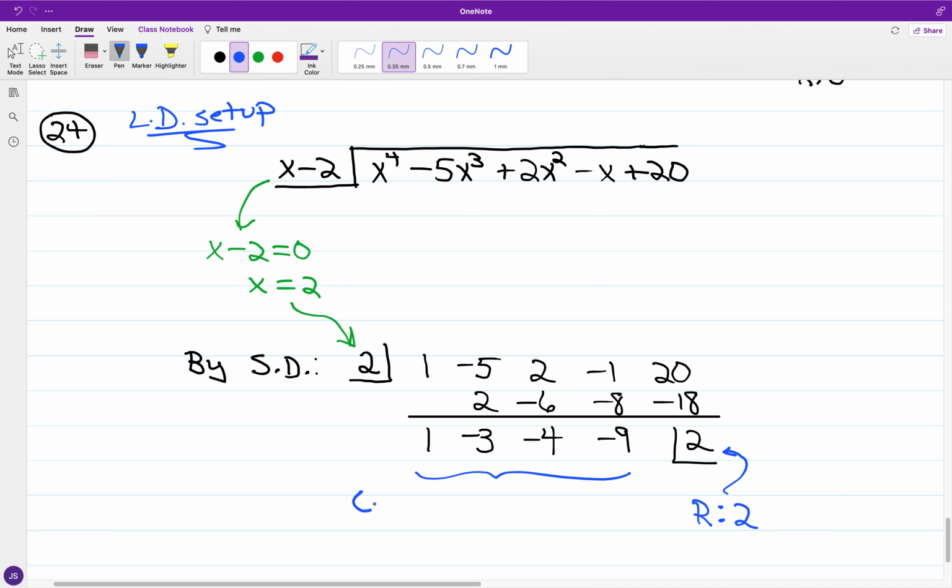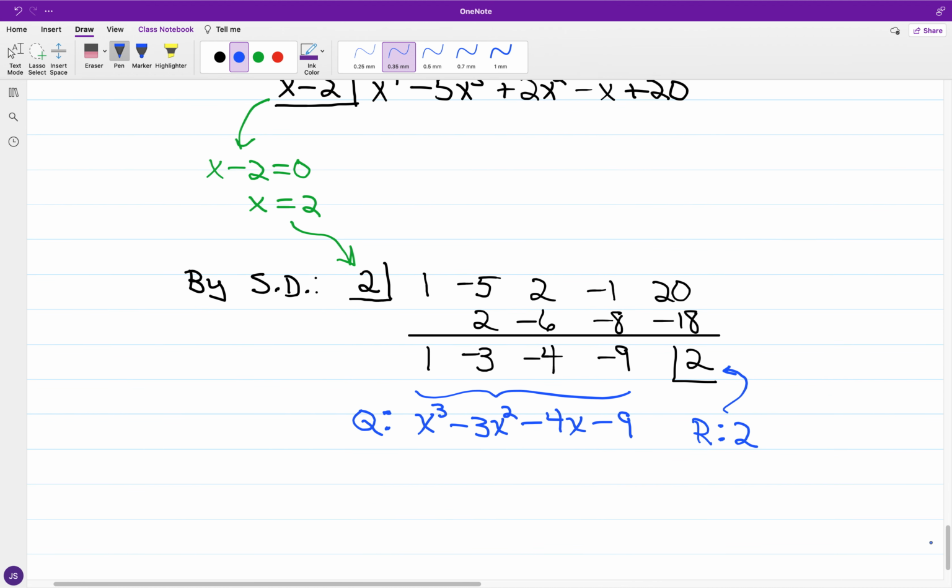And the quotient is always going to be less in degree than the original dividend. So for what was 1x to the 4th, after 1 is brought down, this will be representing 1x cubed. Then we have minus 3x squared. Then we have negative 4x. And followed by negative 9. So you've got this quotient, and again, the remainder ends up being the number 2.